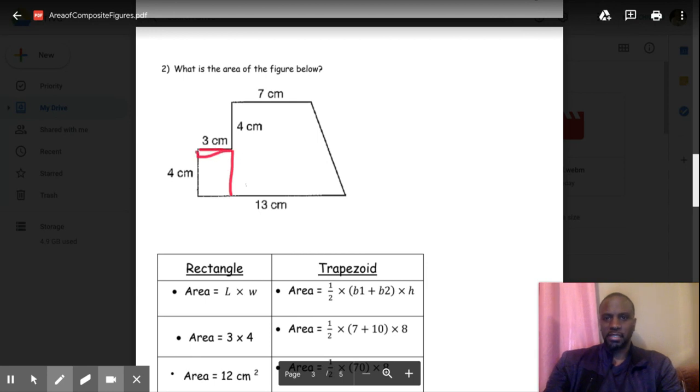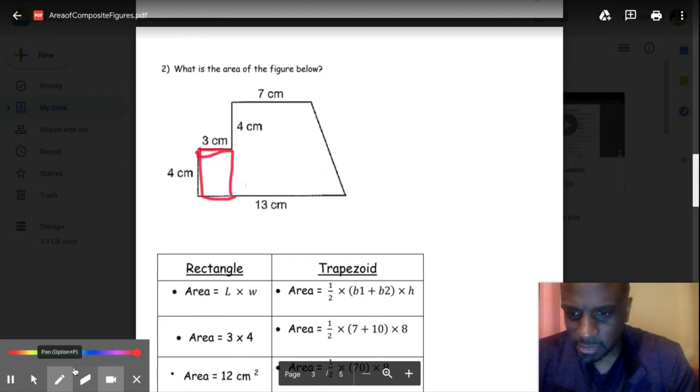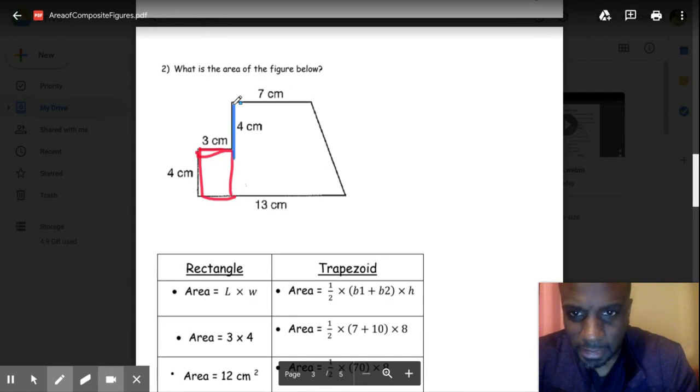Notice it has a length of 3 and 4 width, 4 times 3. So the area of this rectangle is 4 times 3. That will be 12 centimeters squared. But let's look at this trapezoid. Remember the formula of trapezoid. Every trapezoid, so let's look at the trapezoid. Hold on. Here's the trapezoid. I'm going to highlight it in blue.